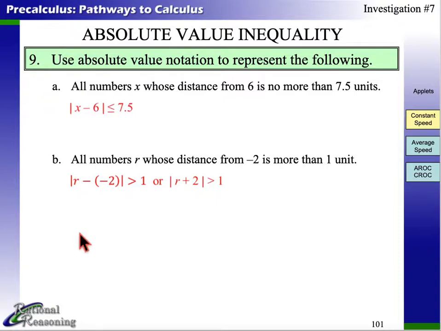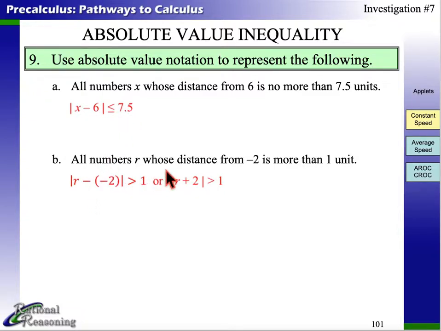Okay, so all the numbers x whose distance from 6 is no more than 7. So again, the distance from 6, so that's what's going to be in here. So it'll be x minus 6. Because this is calculating a distance, it's always subtraction. And it's saying we're staying 7 units, no more than that, which means equal up to that amount or less.